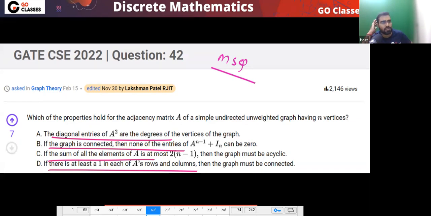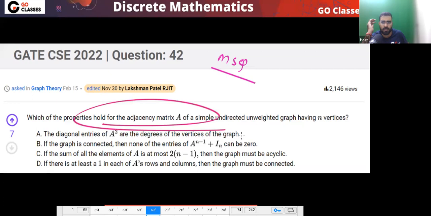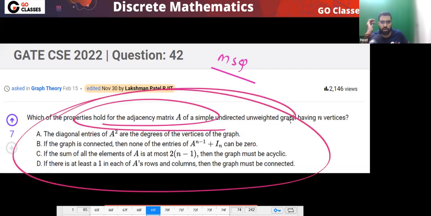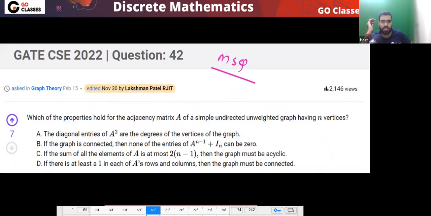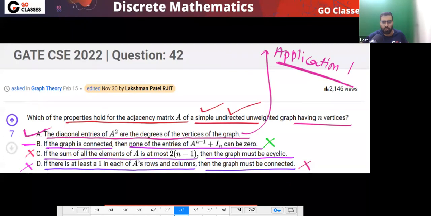Let's assume in the GATE exam you have no idea about this question. This is the first time you are looking at it. Then you should attempt this question at the end. This is my suggestion. At the end of your test, in the last 5 minutes, you can try this question. Okay, so let's move on.